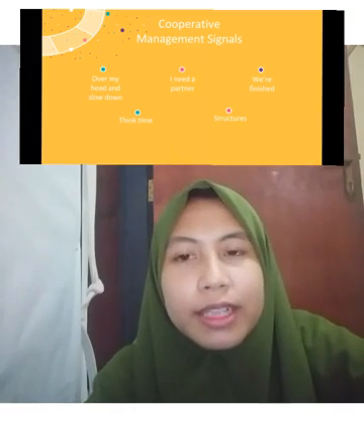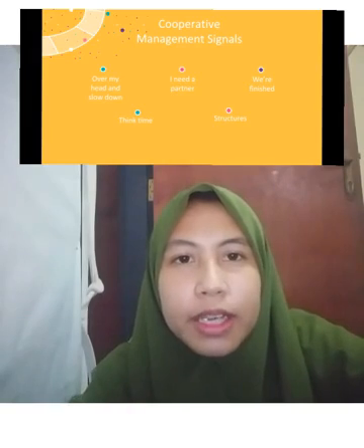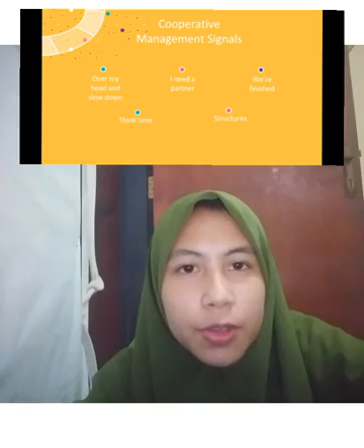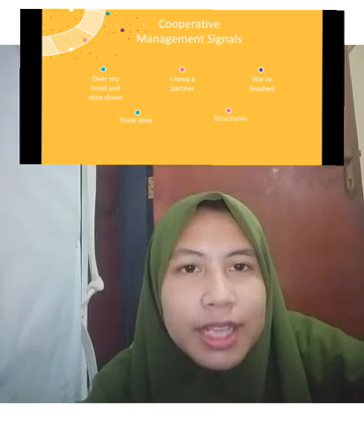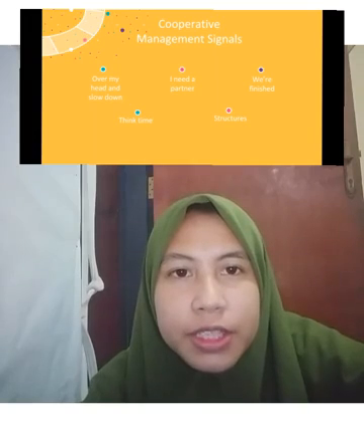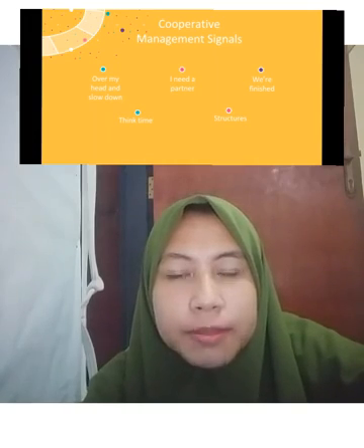Cooperative management signals is the last style in cooperative management. In the cooperative classroom, signals are not just from the teacher to students, but also from the students to the teacher. Students actually help manage the class by signaling the teacher if the teacher is going too fast or if they do not understand the content or instruction given by the teacher.